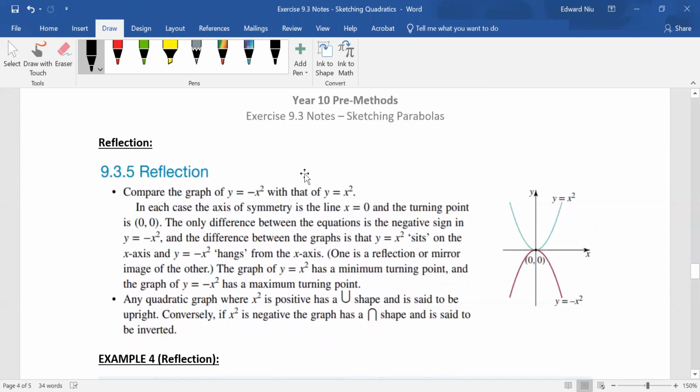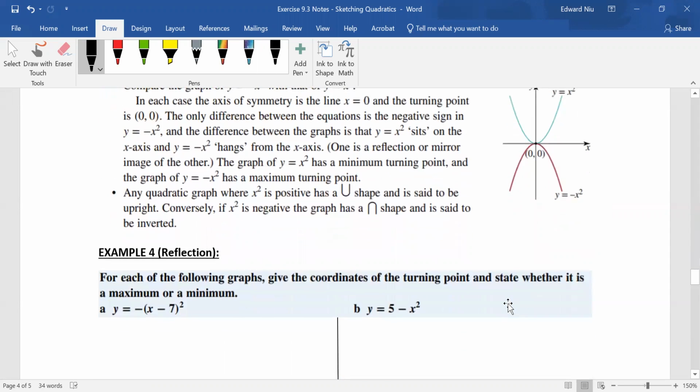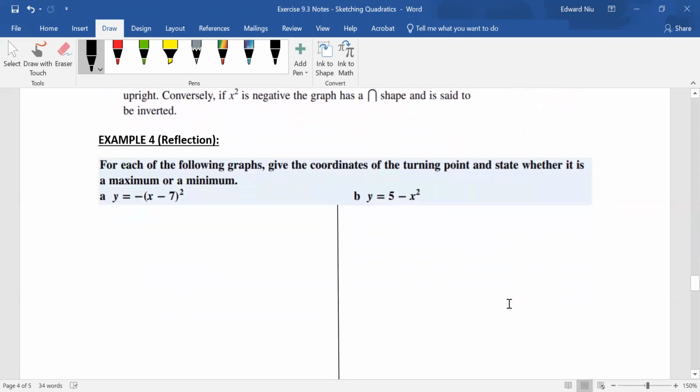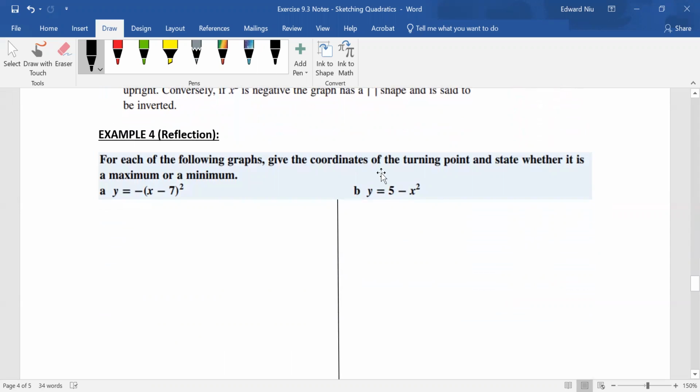Reflection. So sometimes you might get a negative x squared coefficient. So for example, y equals -1x squared compared with y equals 1x squared. You just get a nice little upside down parabola in the negatives compared to the positives where it's a smiley face. Often teachers call the negatives the unhappy face. So smiley face for positives, negatives on the x squared coefficient is going to turn it into an unhappy face.